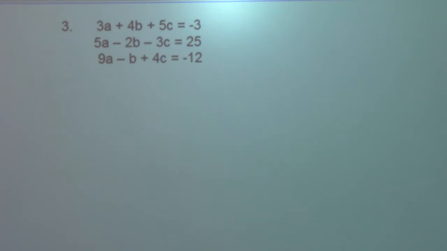At the end of class yesterday, we started using our calculator to solve systems of equations, and we solved a 2-equation system. Today we're going to use that same technology to solve 3-equation systems of linear equations. So basically what we're going to do is take this system of equations and put this into matrices.